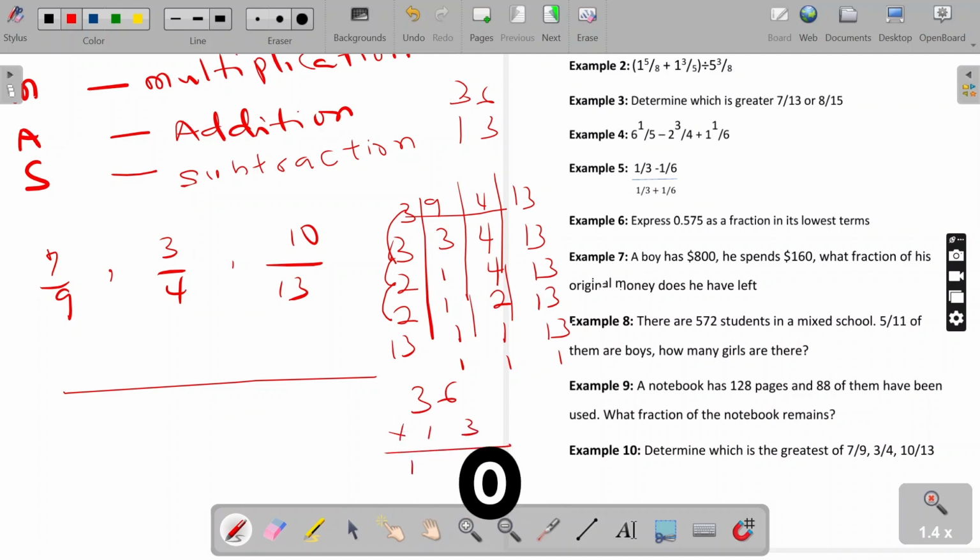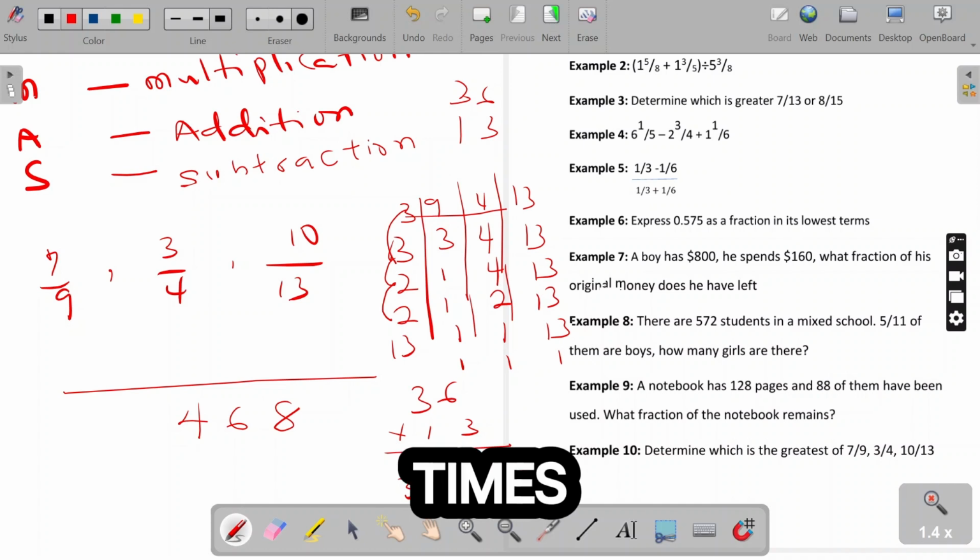So that will give me 108 and 36. So that will give me 468. So that will be 468. So if 9 goes in 468, what will it give me? 52 times 7.